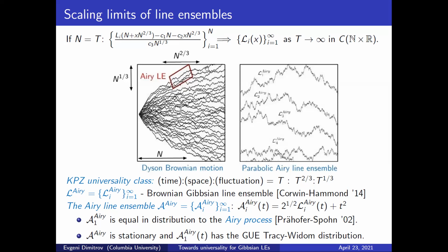So this Parabolic Airy line ensemble, probably people have heard about its cousin, the Airy line ensemble. So the relationship between the two is very simple. It's encoded in this equation. So the Airy line ensemble is a stationary line ensemble with infinitely many lines. It has the Airy process sitting on the top, and the one-point marginals of the Airy process are the GUE Tracy-Widom distributions from random matrix theory.